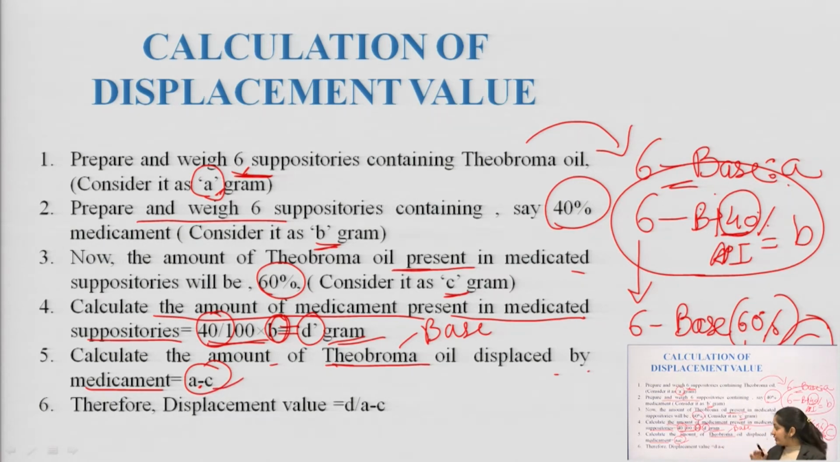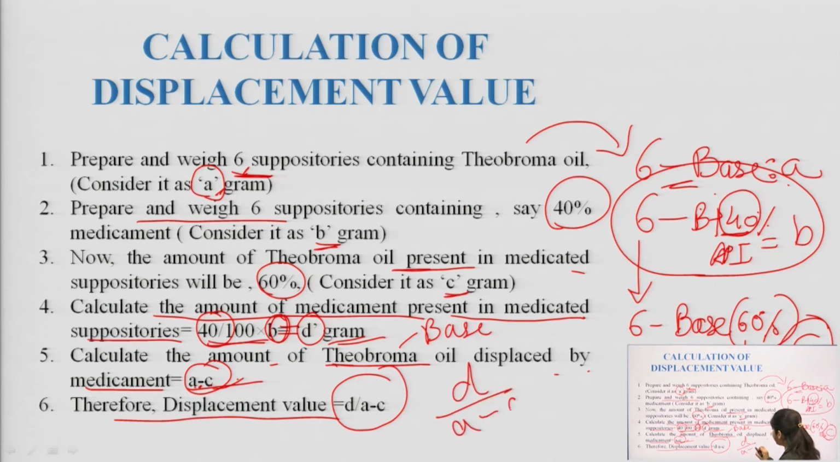So अगर आपको ये देखना है कि मेडिकामेंट ने सपोजिटरी में से कितने परसेंट बेस को डिस्प्लेस किया, तो फॉर दैट पर्पस यू आर गोइंग टू नीड यू आर गोइंग टू सब्सट्रैक्ट A minus C. A minus C को आपको उससे सब्सट्रैक्ट करना है. Then eventually for calculation of displacement value we are supposed to use this formula, that D upon A minus C.